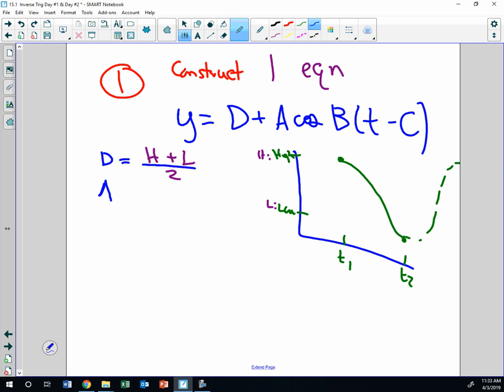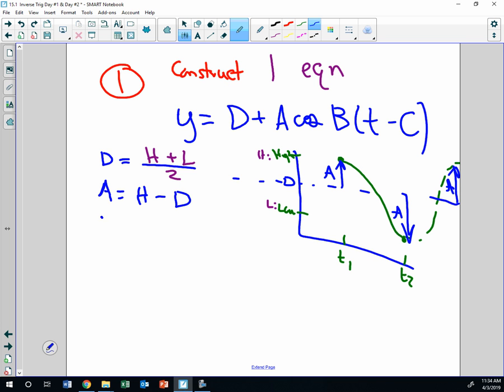The a value, we took the high, and then what did we do with the d value? Right in the middle here is your d. What do you do to find the amplitude? Just subtract them. That'll get you your amplitude. This is your amplitude, this is your amplitude. Both of those are your amplitude, all 3 of them.